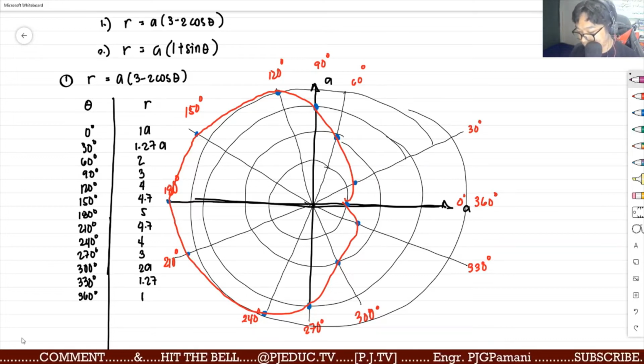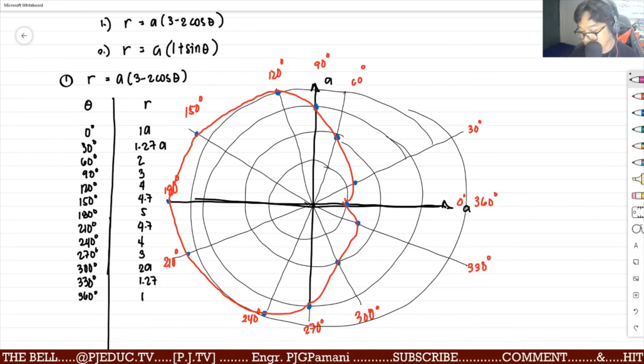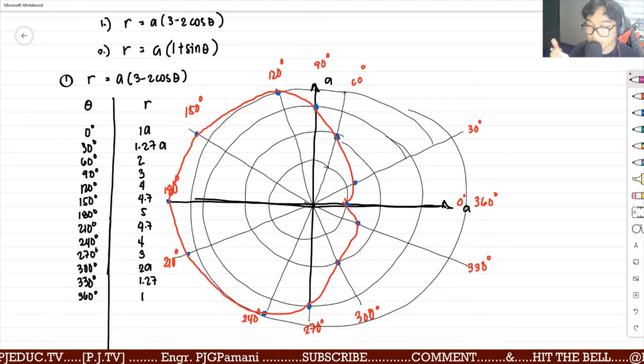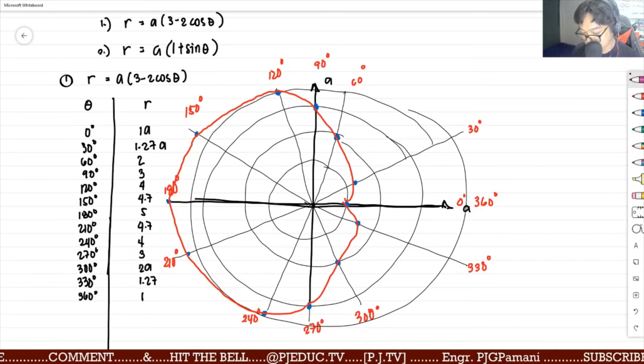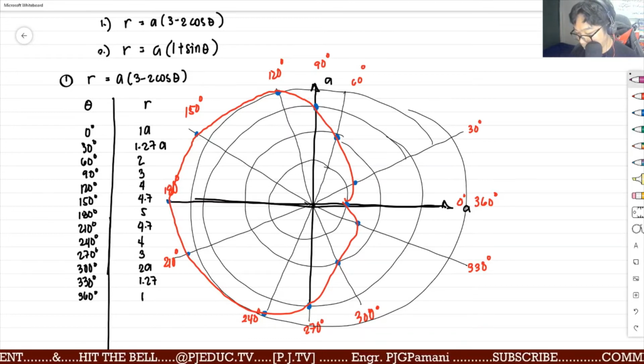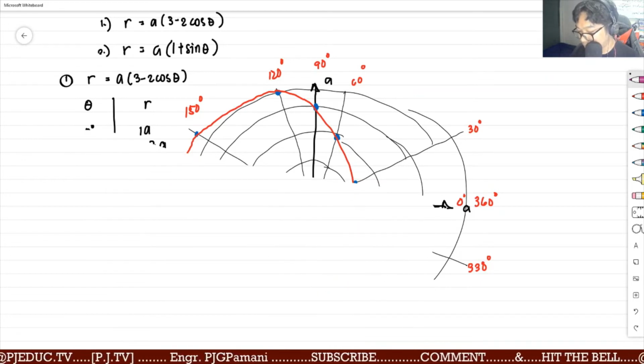Okay? Gets po ba yan? Yes, sir. Yung iba po, naintindihan how to plot your polar curve? Hello? Yes, sir. Siguraduhin nyo, marami pa to. May solid pa tayo.